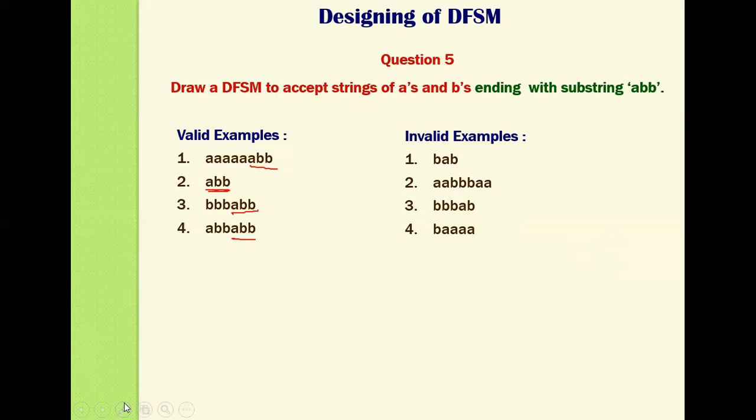Are you getting the point? It must end with ABB. This is ending with BAB, this is ending with BAA, this is ending with BAB, this is ending with AAA. So they are all invalid examples.